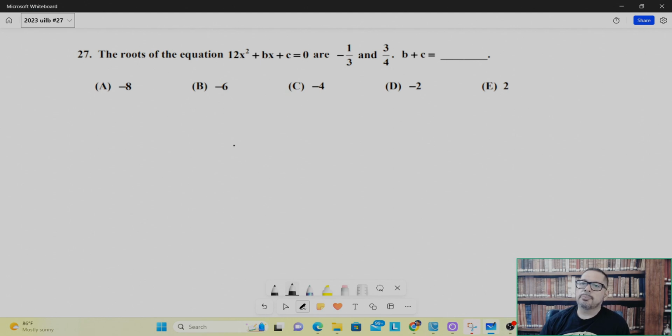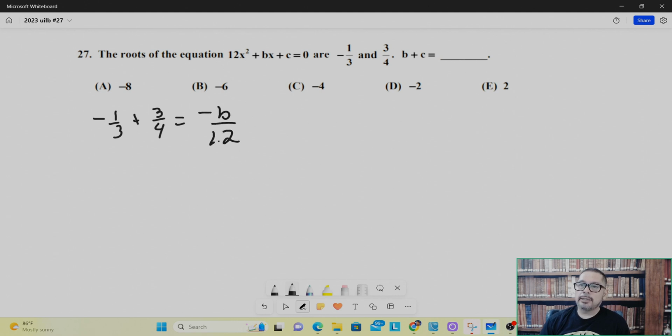Our next problem comes from the year 2023, again last year, the UIL B release, number 27. They say the roots of the equation 12x squared plus bx plus c equals 0 are negative 1/3 and 3/4. They'd like you to find the sum of the coefficients, the linear coefficient and the constant, b plus c. Keep in mind that in a quadratic, the sum of the roots, in this case negative 1/3 plus 3/4, is equal to the opposite of the linear coefficient divided by the lead coefficient.